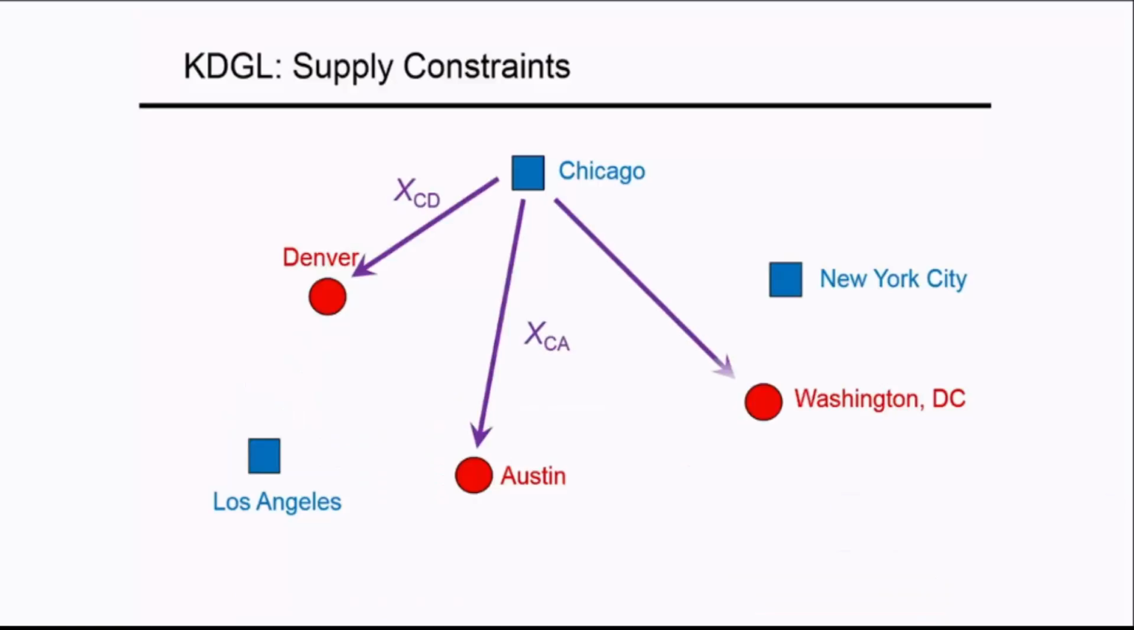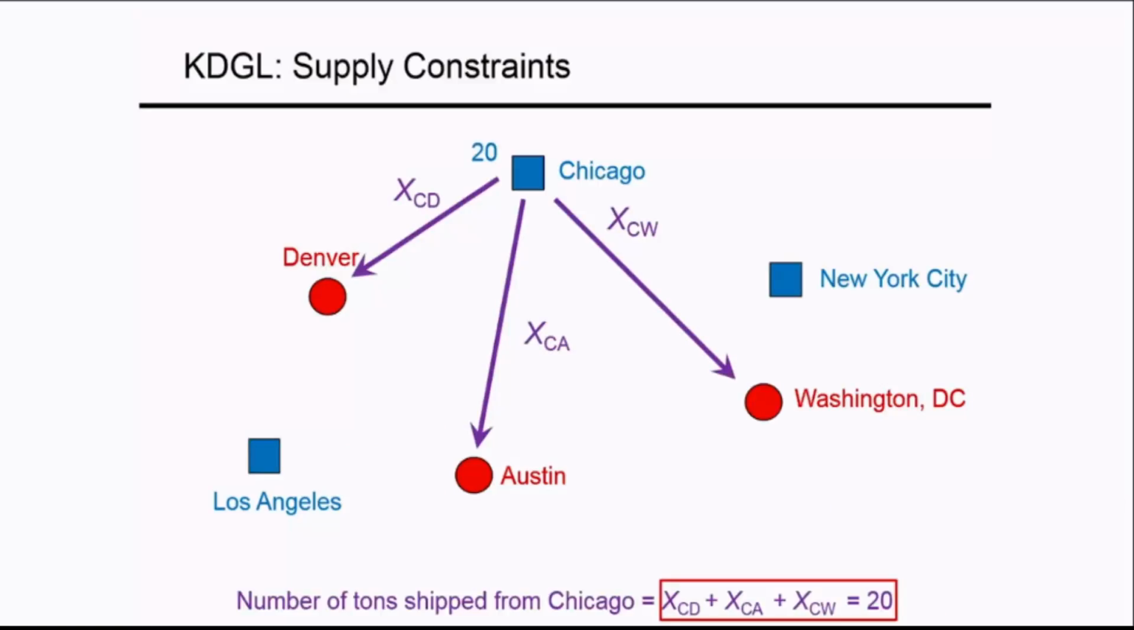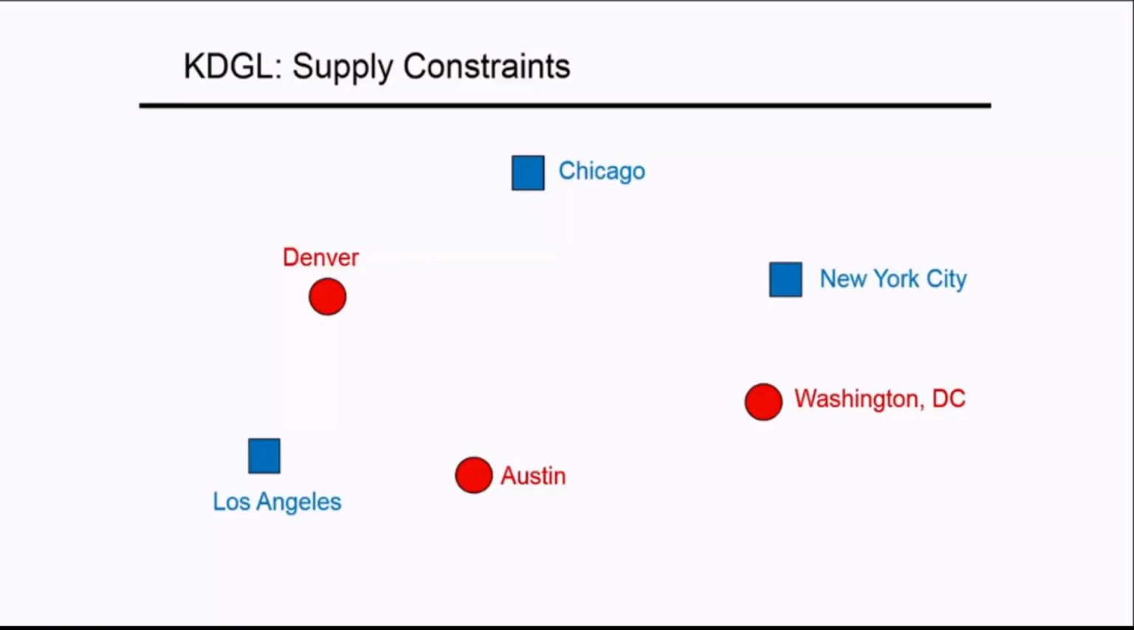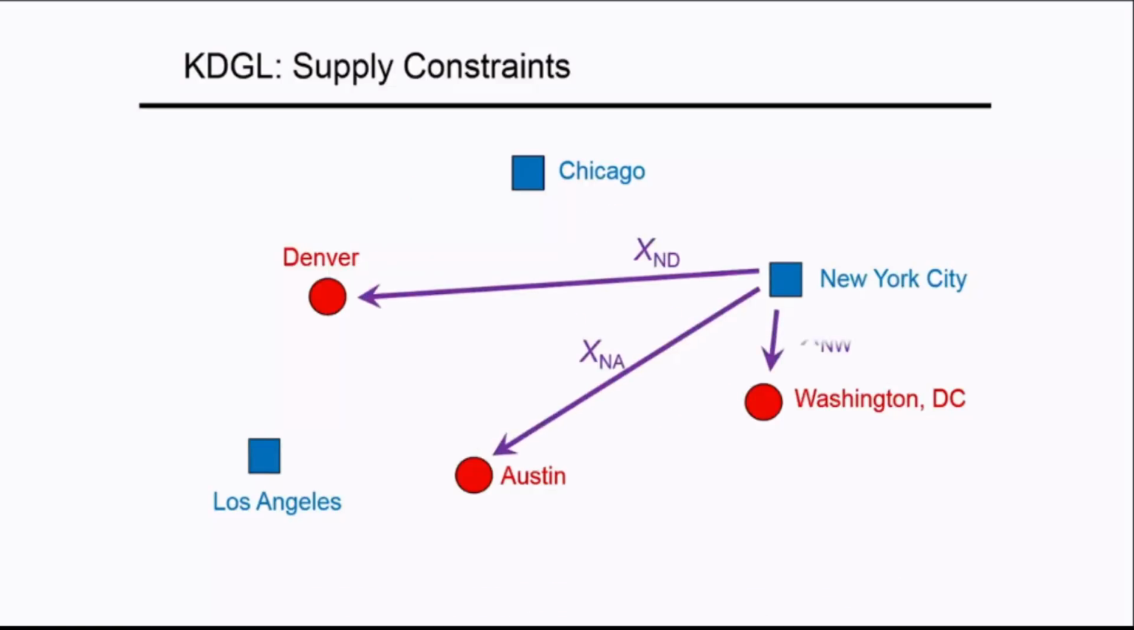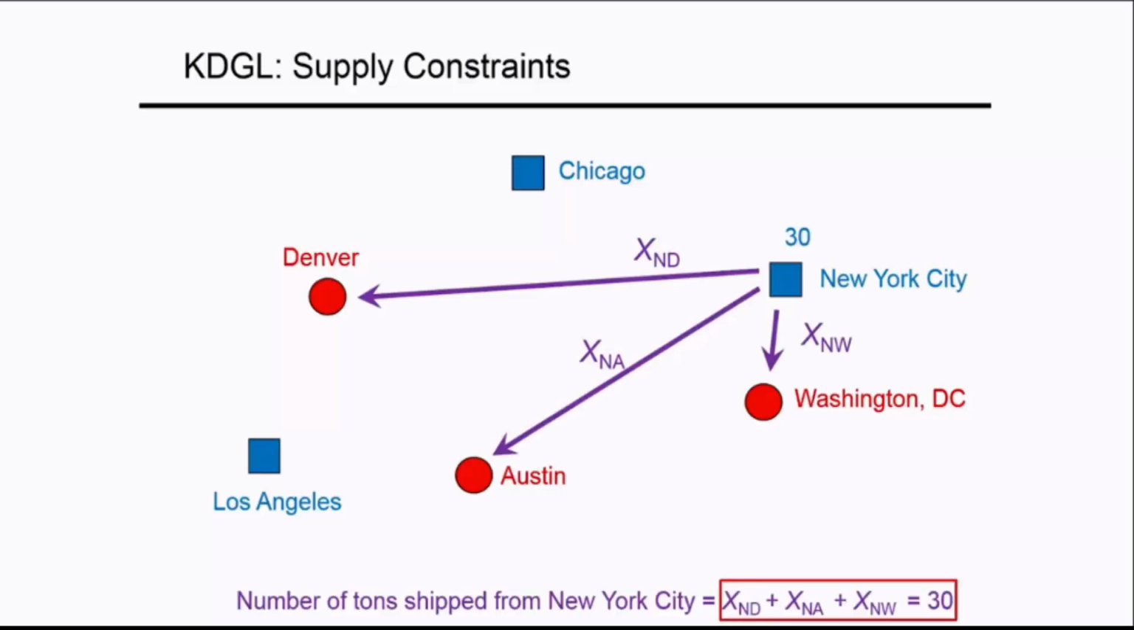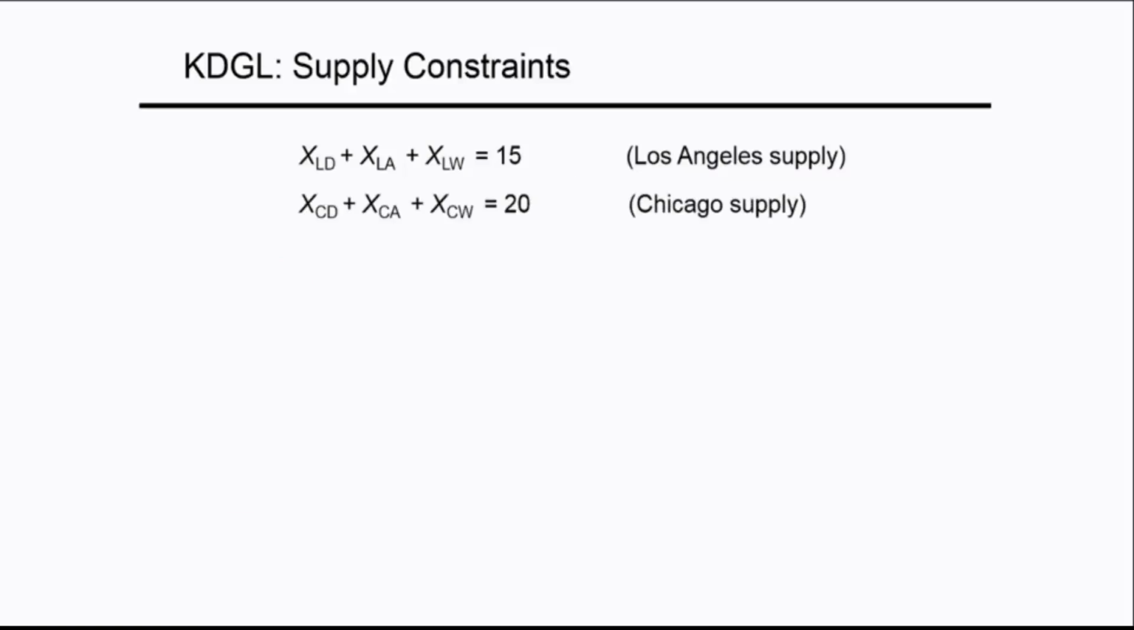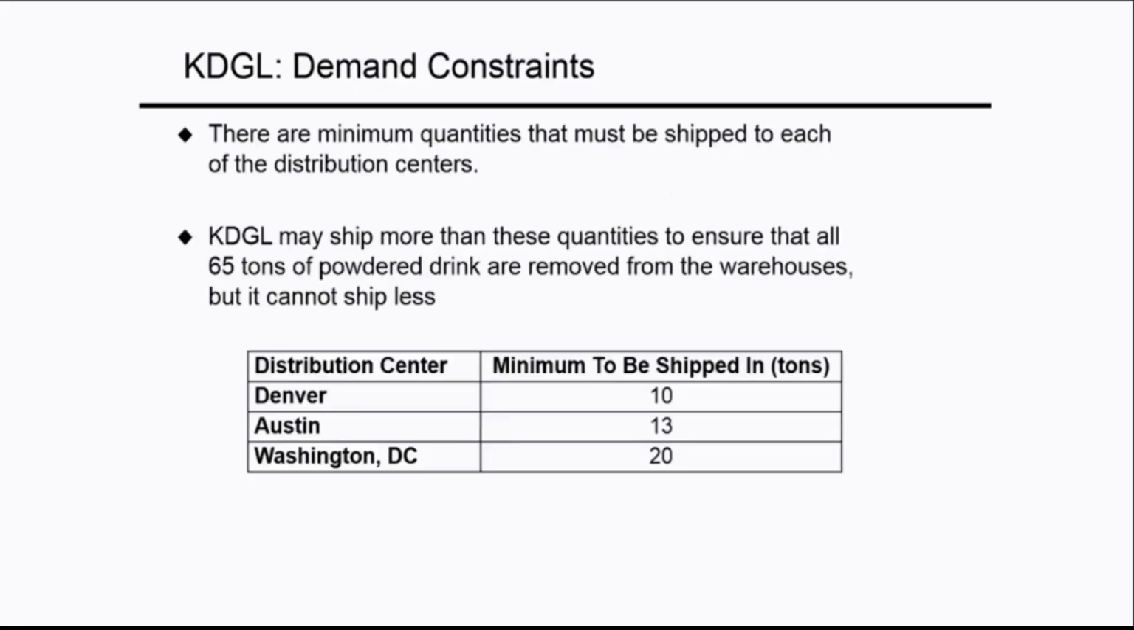Finally, all shipments from New York must add up to 30. So to summarize, we have a supply constraint for Los Angeles, Chicago, and New York. What about the demand constraints? Here's a reminder of what the requirements for each distribution center are.